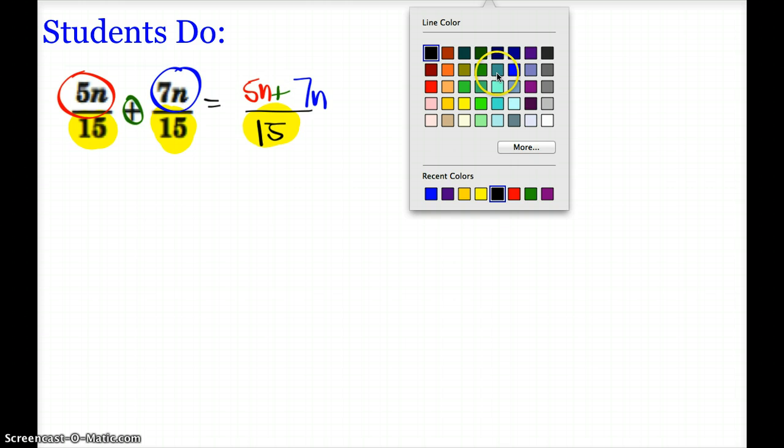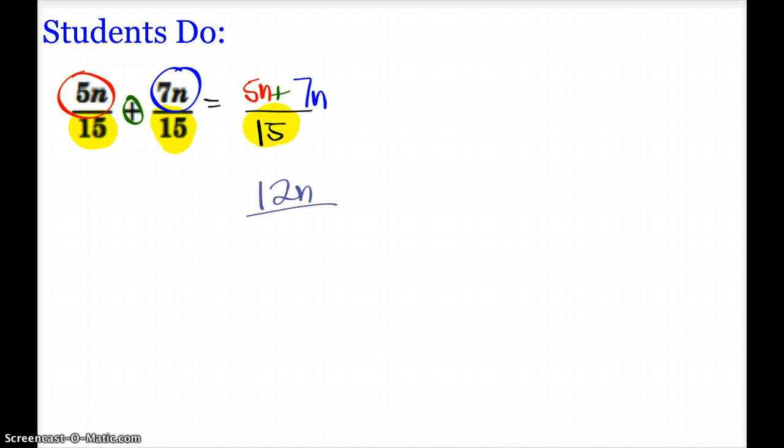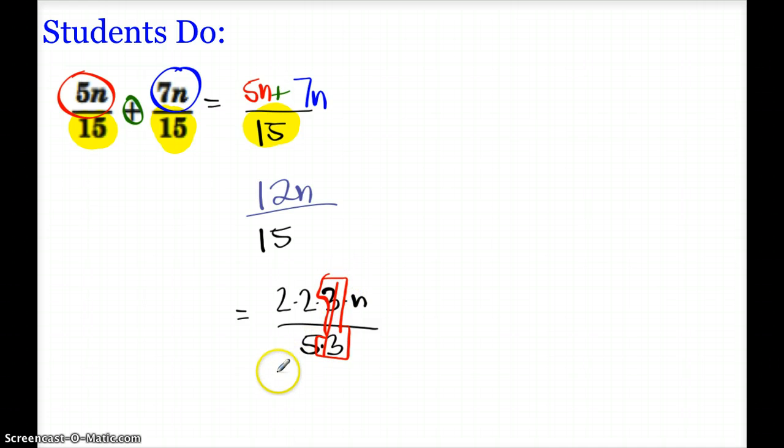I have now 35n. Oh, sorry, 5 plus 7 is 12n over 15. And I can simplify this because these are both numbers divisible by 3. So I will rewrite this as 12 on top, which can be 2 times 2 times 3 times n. Again, this is monomial factoring. The denominator is going to be 5 times 3. And these two items here make a 1. So that's why they cross out. Okay. Multiplicative inverse property. And our remainder should be 4n over 5.